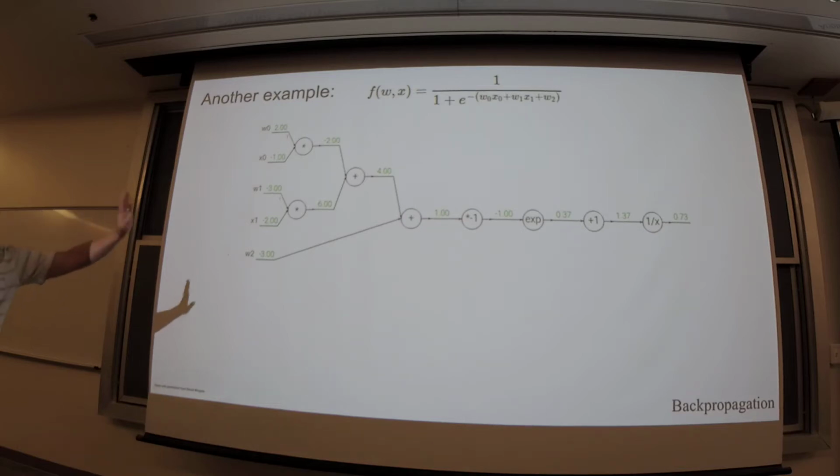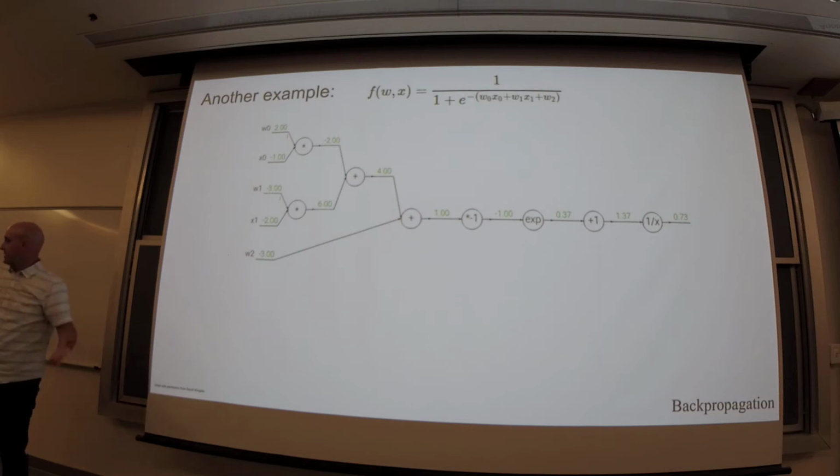It's got a vector of 3 weights, W0, W1, W2. W2 is a bias, and W0 and W1 are coefficients in this linear combination. And our input is just, in this case, 2-dimensional, x0 and x1. And then it's all put together in this somewhat complicated way, right?